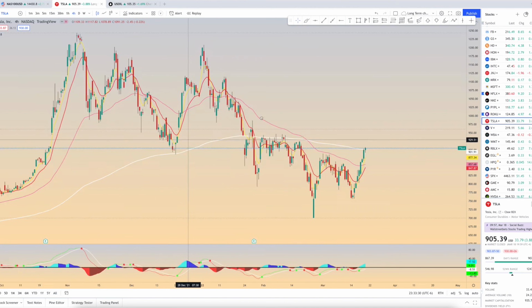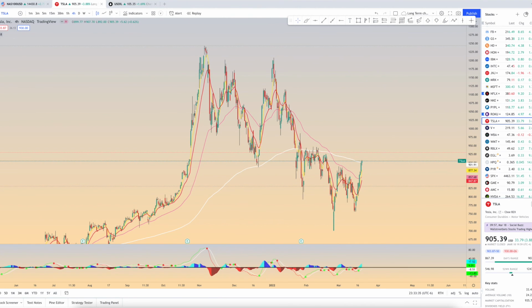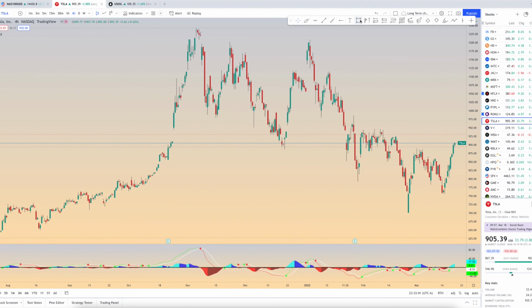All right, so let's take a look here at where we've had any gaps that needed to be filled. I'll just turn off my EMAs. Okay, we don't need to see that right now. All right, so look at this for example. Gap created October 22nd.